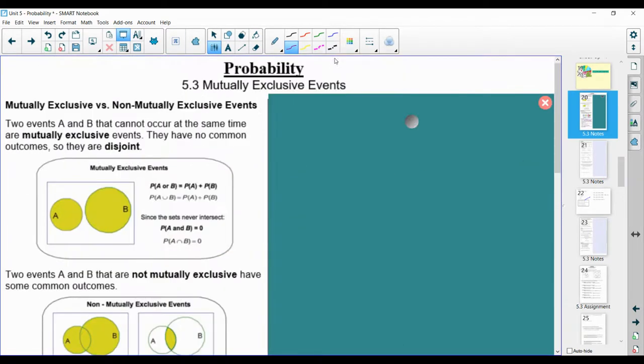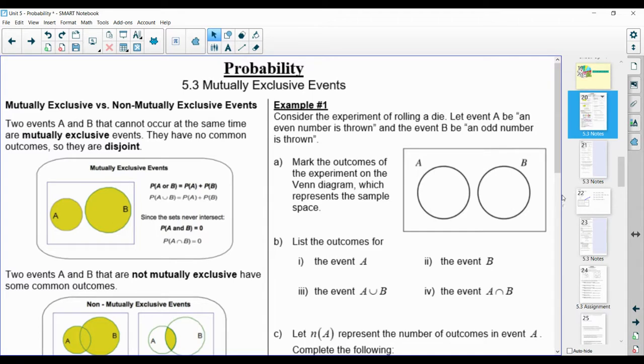All right, so let's take a look at some examples. Example number 1 says to consider the experiment of rolling a die, and we're going to let event A be an even number being thrown and event B is an odd number being thrown. So if we want to write this in a Venn diagram, even numbers, we're going to have 2, 4, and 6, and odd numbers would be 1, 3, and 5.